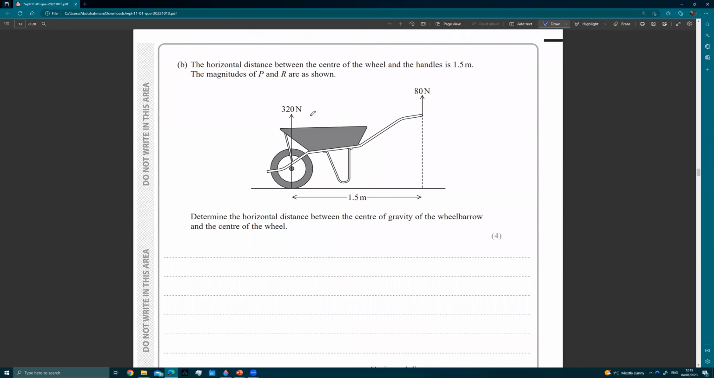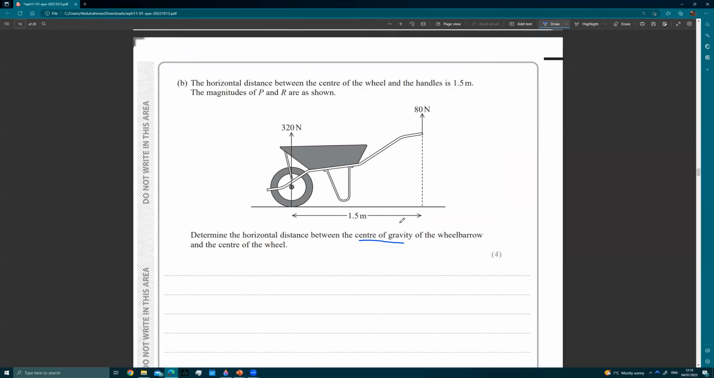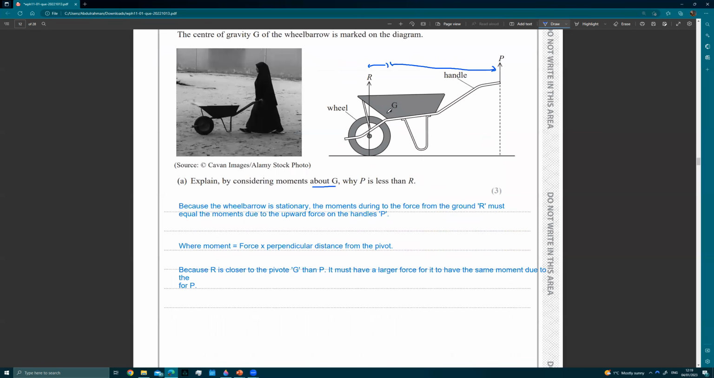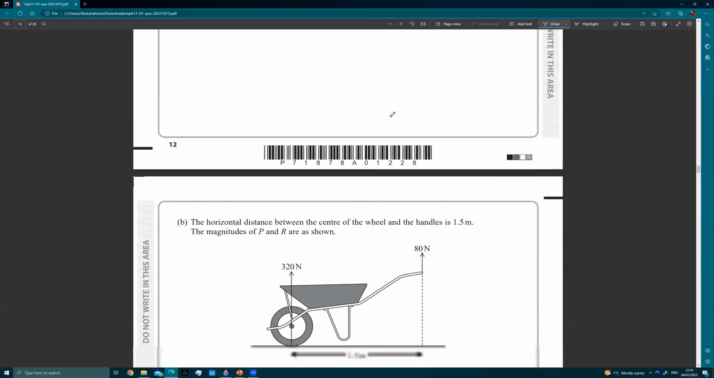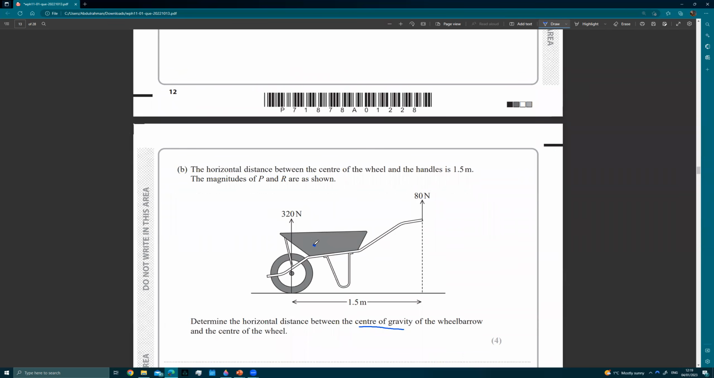Okay, the horizontal distance between the center of the wheel and the handles is 1.5 meters. The magnitudes of P and R are as shown. That was a tongue twister. Determine the horizontal distance between the center of gravity of the wheelbarrow and the center of the wheel. So once the distance between the center of gravity, which is G here. So let's mark it somewhere in the diagram. Let's mark this as G.